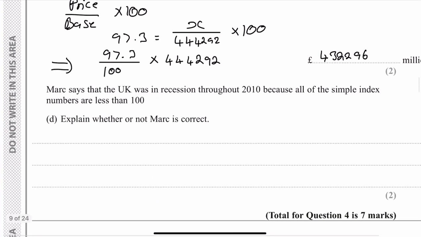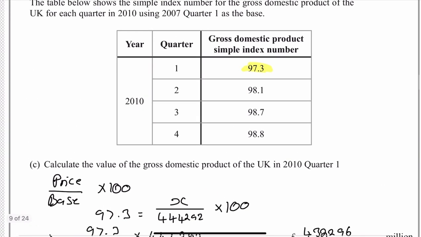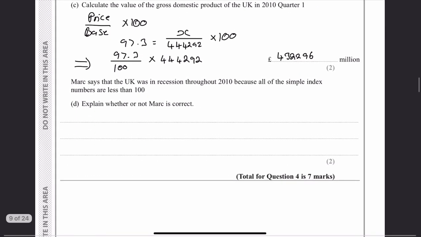Mark says the UK was in recession throughout 2010 because all of the simple index numbers are less than 100. Explain whether or not Mark is correct. Well, we start off with 97.3. It is less than 100, but when you get to quarter two, it's gone up. When you get to quarter three, it's gone up. When you get to quarter four, it's gone up. So although it's less than 100, it's still increasing. So I'm going to say no, he's not correct.